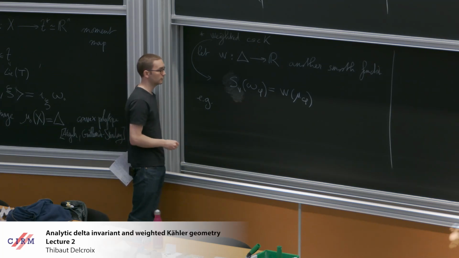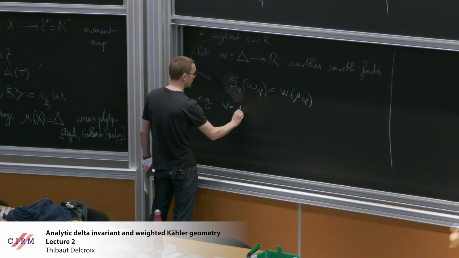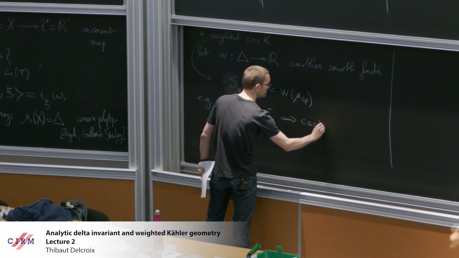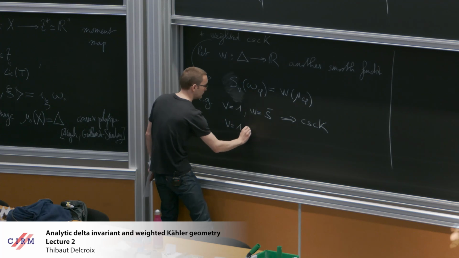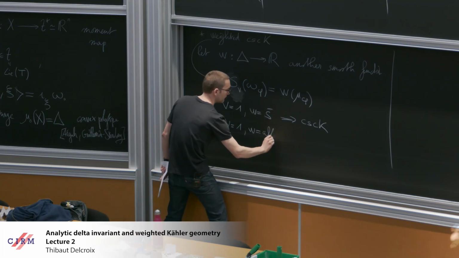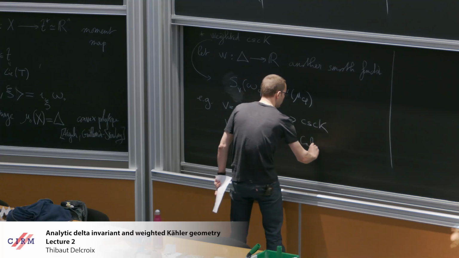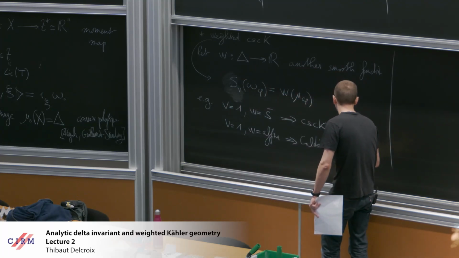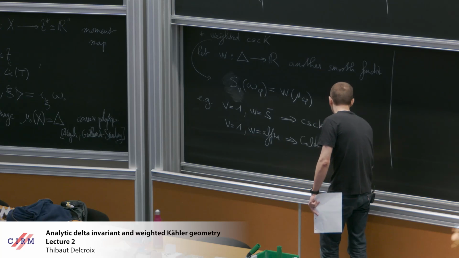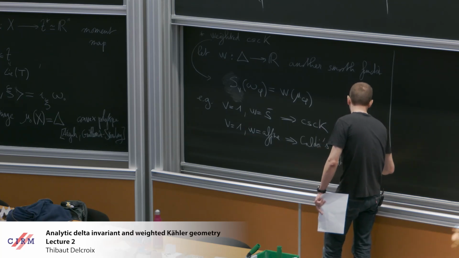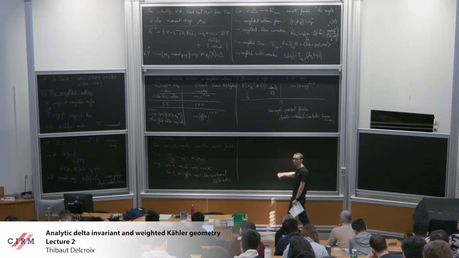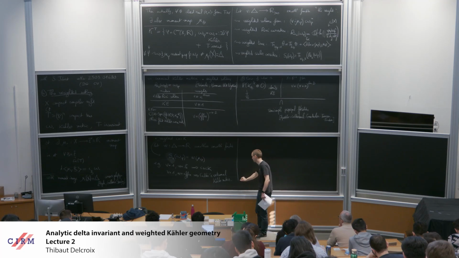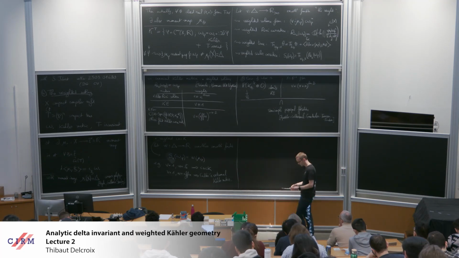For example, if V equals 1, W equals S bar gives you the standard cscK. If V equals 1, W affine gives you Calabi extremal Kähler metrics. And then you can do more. Again, I have this construction, but let me stop here for examples.